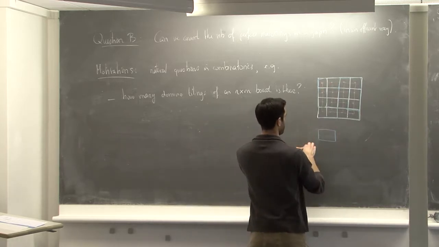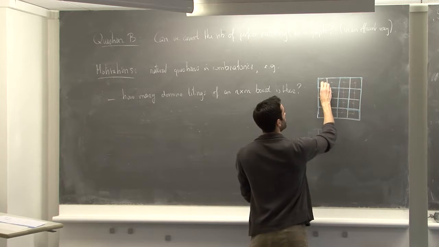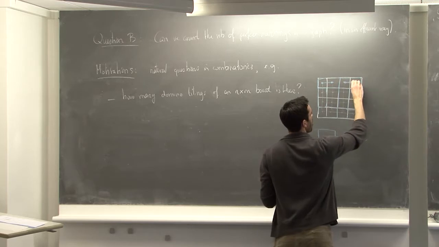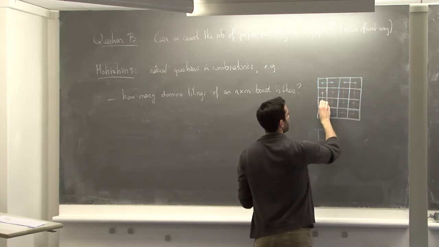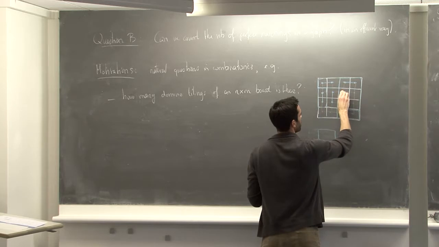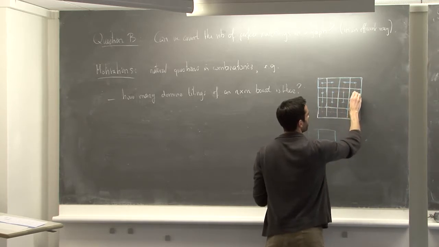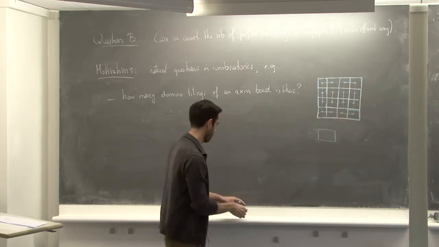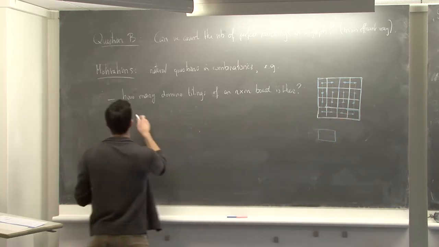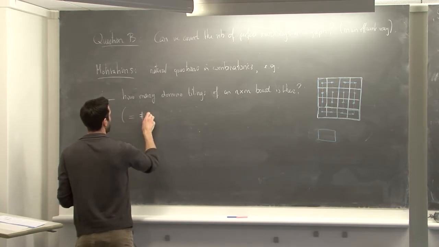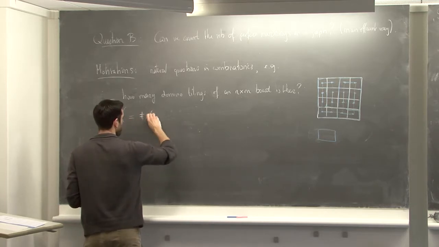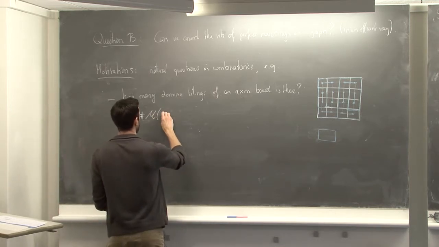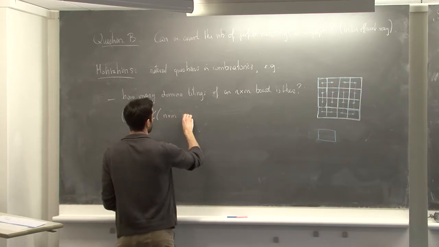For example, here, so maybe now I should use the blue. You put an edge here along each domino, and what you get is exactly a perfect matching on the graph. Okay, so this is the same as the cardinal of the set of perfect matchings on an n times m square lattice.